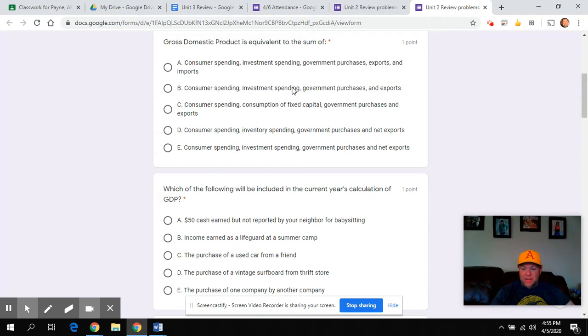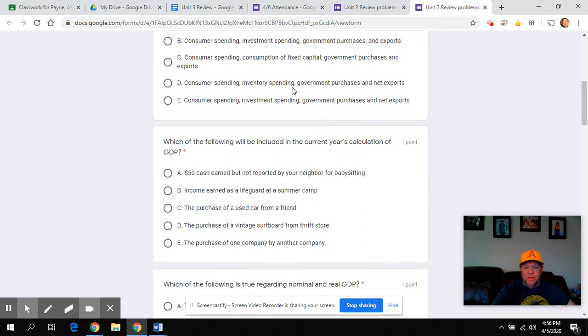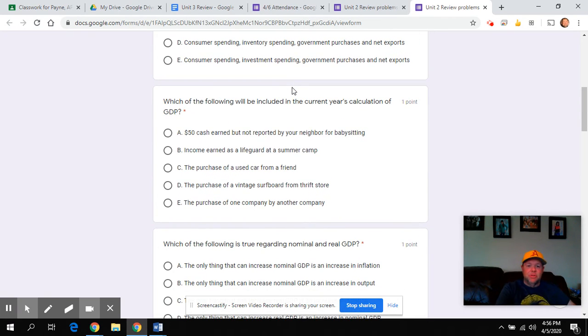And of course, for the United States, our net export is always negative. We import a whole lot more than we export. So our GDP could be higher if we didn't buy so much stuff from everyone else. And we're still the highest GDP in the world, so it's okay.